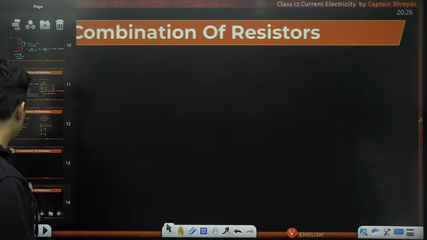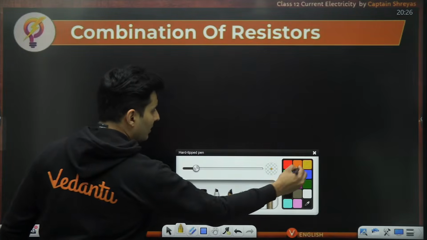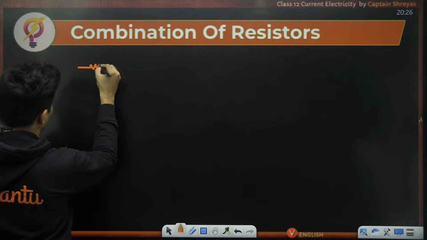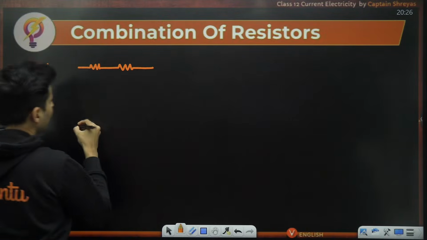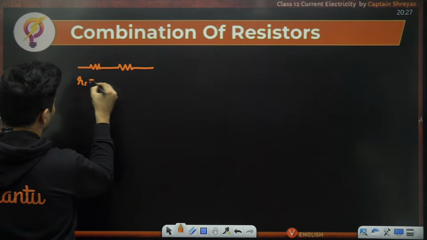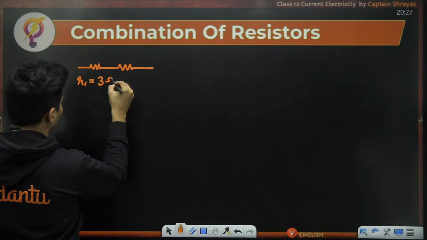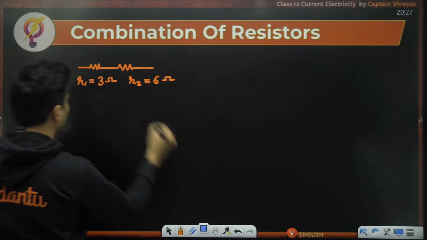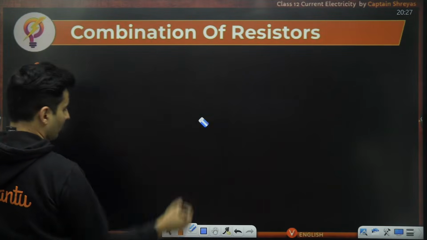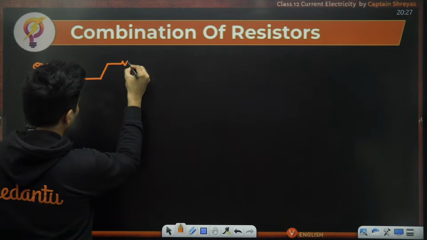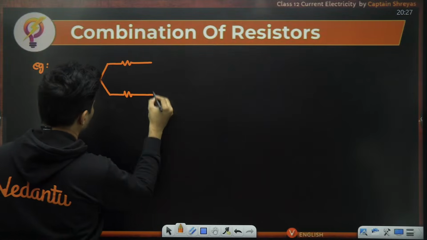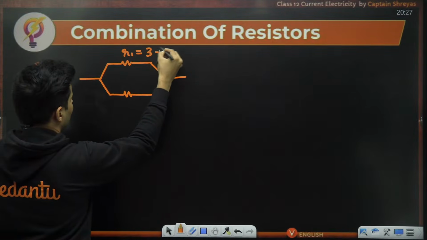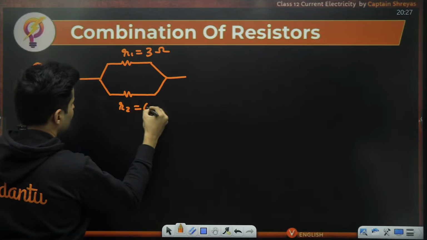Also, many times the two resistors are not necessarily equal. Say for example, you have one resistor here and another resistor here. Sorry, not series, my bad. Parallel I wanted. This is one resistor and this is another resistor. So R1, let's say it is 3 ohm, and R2, let's say it is 6 ohm.